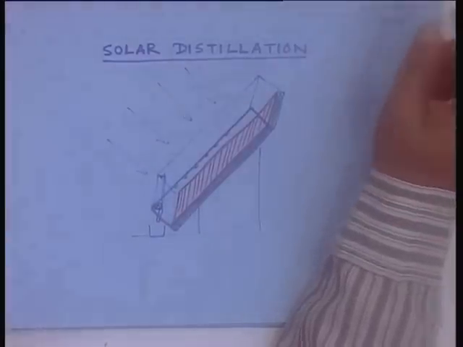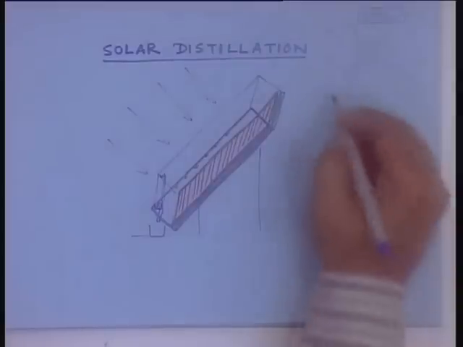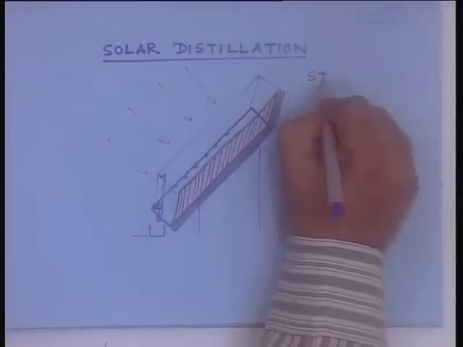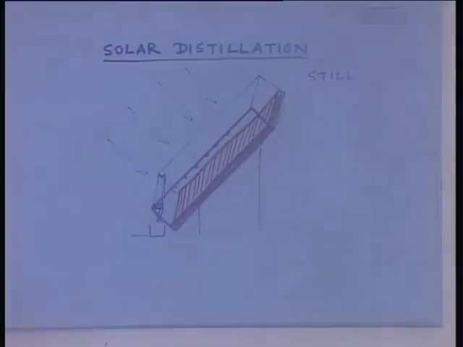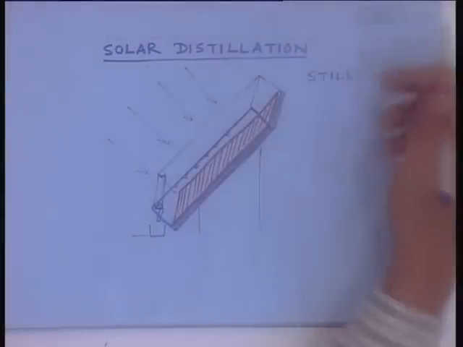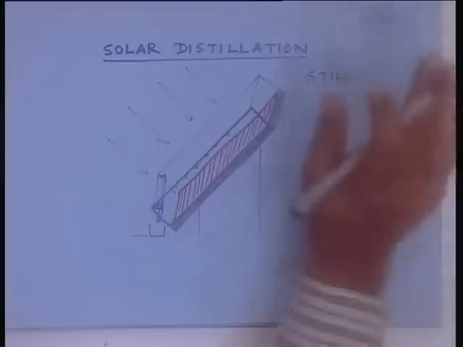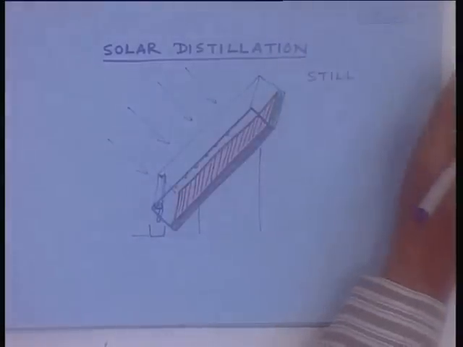Such things are often in short called solar still. Solar distillation plants are also called solar still. If you come across this word, you will know that this is nothing but a distillation plant.